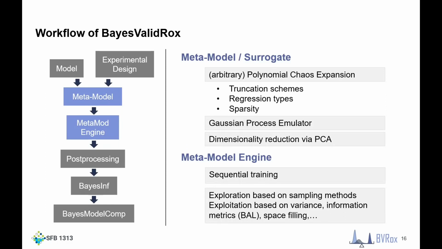There's also GPEs available in BayesValidRox, but also for the other results I show you today in this presentation, the PCE was used. And there's dimensionality reduction by a PCA. The normal surrogate, as it is described here, will just train on the data you feed it or train based on the samples that are defined in your experimental design. But you can add sequential training or active learning by using what we call the meta model engine. So it's what makes a sequential design run. And there's different options here for exploration and exploitation.